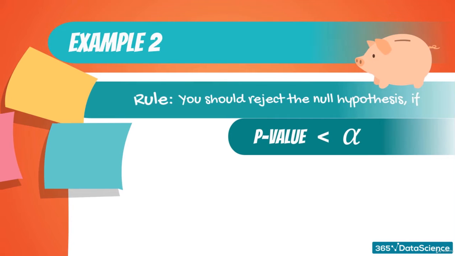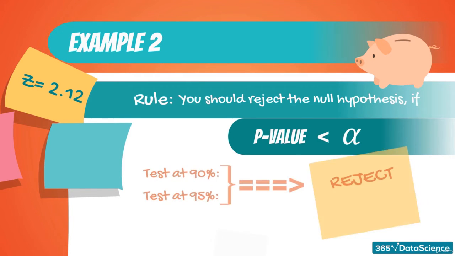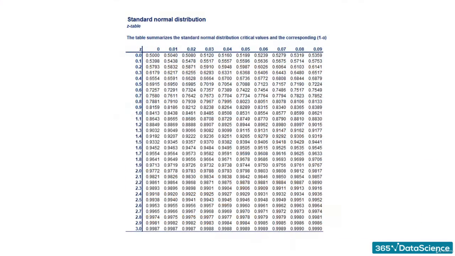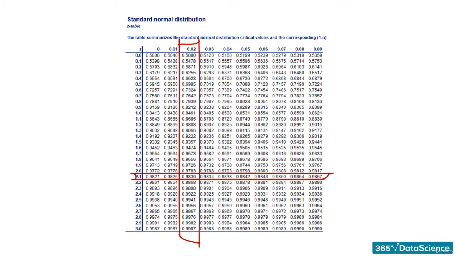Let's see another example. If our z-score was 2.12, we would reject the null hypothesis at 5%, but would not reject it at 1% significance. Now it becomes more interesting. At this point, we can actually look at the table and then find the p-value. We look for the value that corresponds to 2.12 and find that it is 0.983.